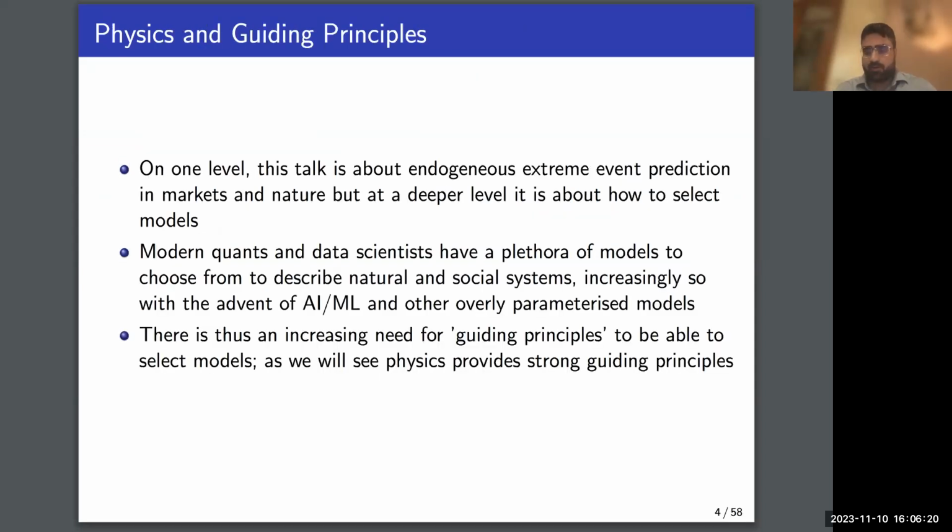Okay, so on the surface, this talk is about endogenous extreme events or endogenous shock prediction in markets and in nature. But at a deeper level, I want this talk to be about what are the guiding principles we can use to select quantitative models to describe the world. Modern quants and data scientists have a plethora of models to choose from to describe both natural and social systems, and increasingly so, with the advent of AI, machine learning, and other overly parameterized models. So more than new models, there's an increasing need for guiding principles to be able to select models. As we will see, physics provides such guiding principles, and then we'll obviously apply them to endogenous extreme event prediction.